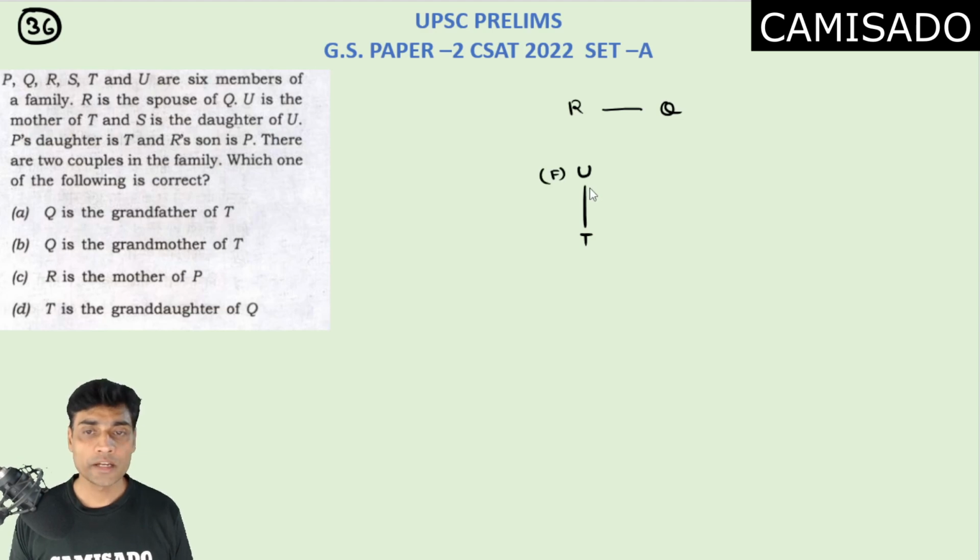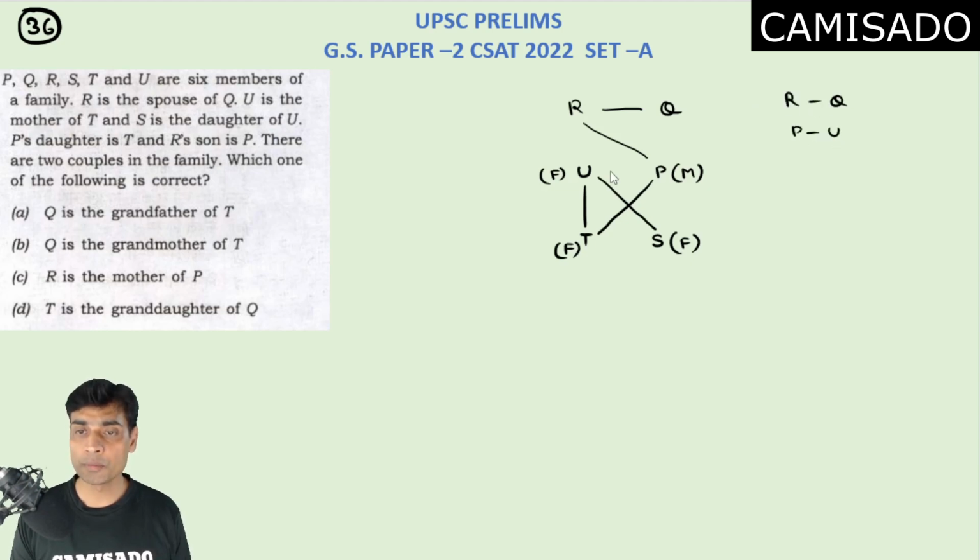And S is the daughter of U, so S is also female. P's daughter is T. It means T is also female. And R's son is P. So son of R is P, so definitely he is male. So couples basically here are R and Q, and P and U. These are two couples here. It is not mentioned whether R is male or female or Q is male or female.